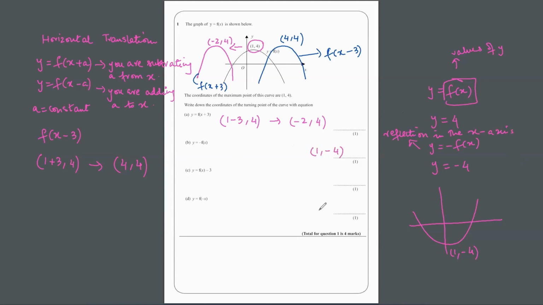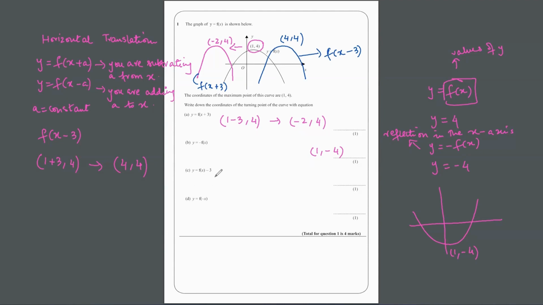As you can see, nothing happened to the x-coordinate. It's exactly the same. The only thing changed is the y-coordinate because we're reflecting the graph in the x-axis. So when you reflect the graph in the x-axis, x values are exactly the same. What changes are the y values. Everything that's positive becomes negative, or vice versa, depending on what the shape of the graph is.